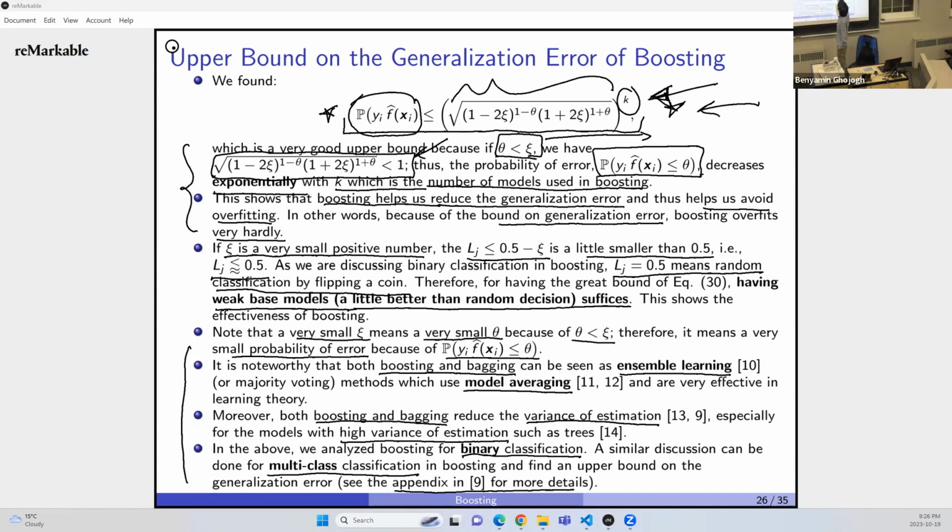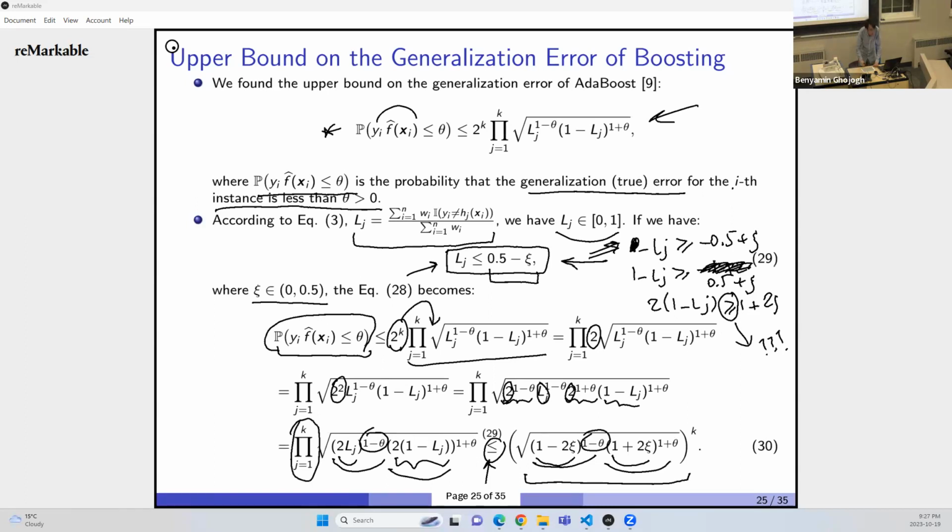If we plot the square root of this big function, you can plot it by computer, you will understand that if theta is less than zeta, in those regions this function is less than 1. Then I will have this less than 1 to the power of k. And where did this power k come from? Because here I had multiplications k times, and each of them was less than this. In other words, the whole thing is less than this to the power of k.